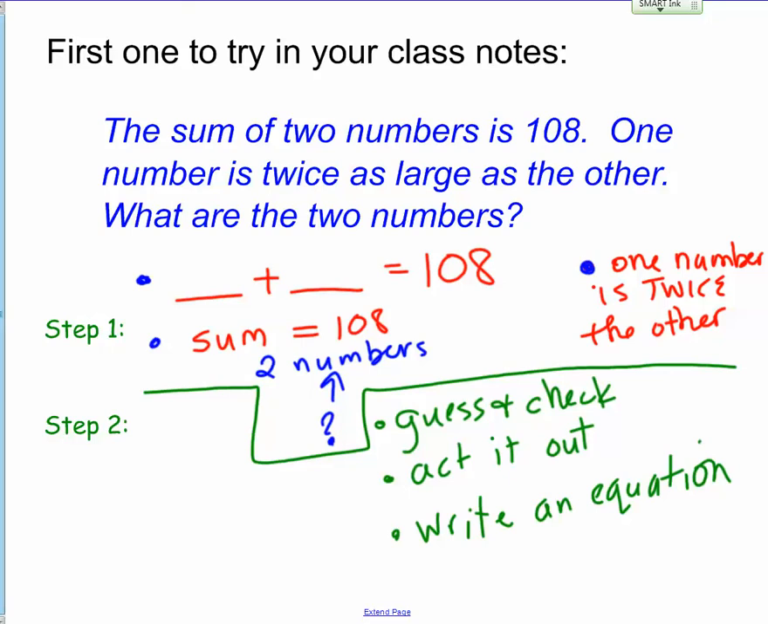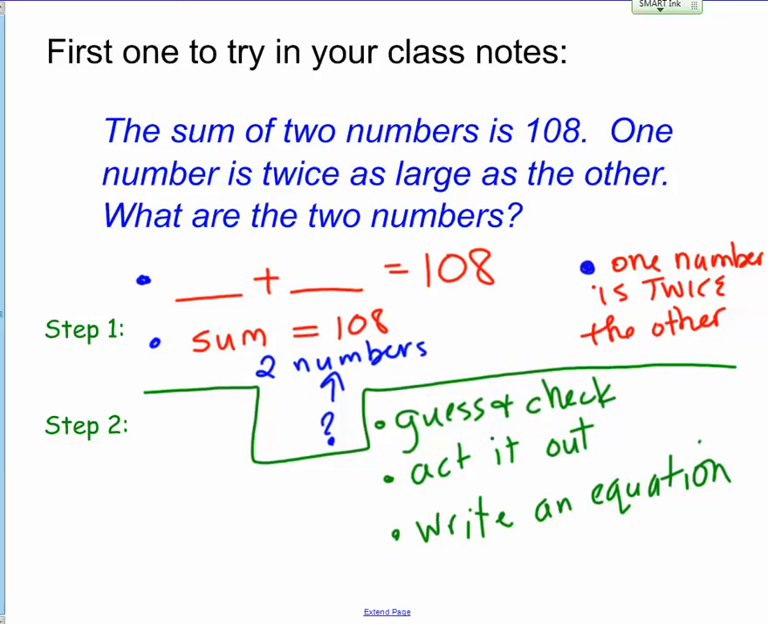Some people instead wrote the sum of two numbers equals 108. And the question is, what are the two numbers? So you can bullet this information in your own style. You can use symbols, you can use words, you can use a combination thereof, but somehow get down the key facts and what the question is asking.